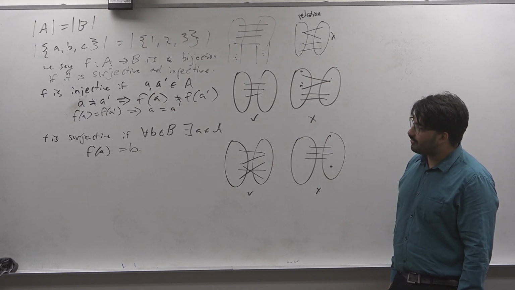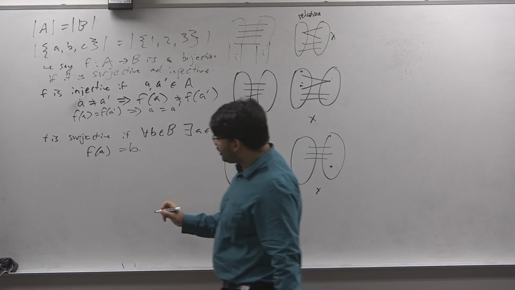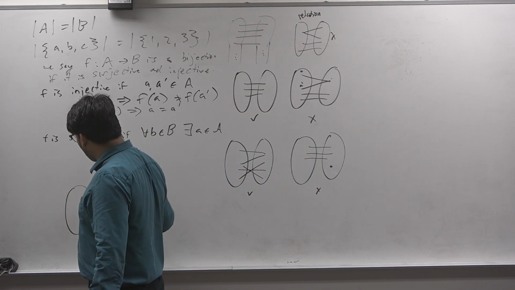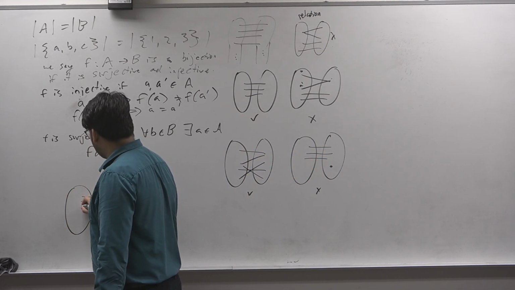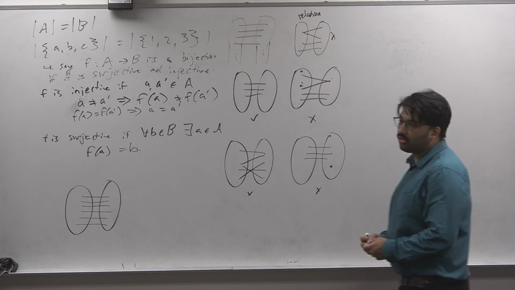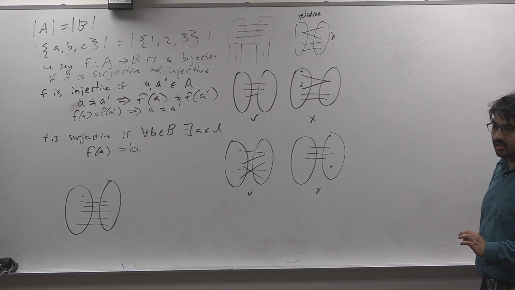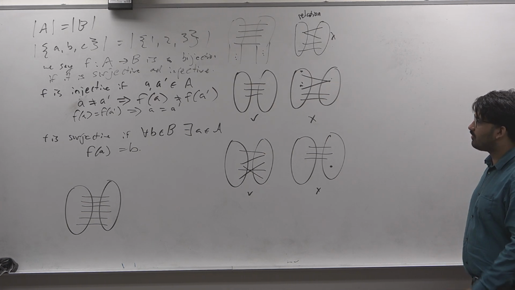Now, it turns out if a function is injective and surjective, it's bijective. And you should think of every bijection pictorially like this. It's a perfect pairing. Every single thing in the two sets is paired up perfectly. And that is the intuitive notion of a bijection.